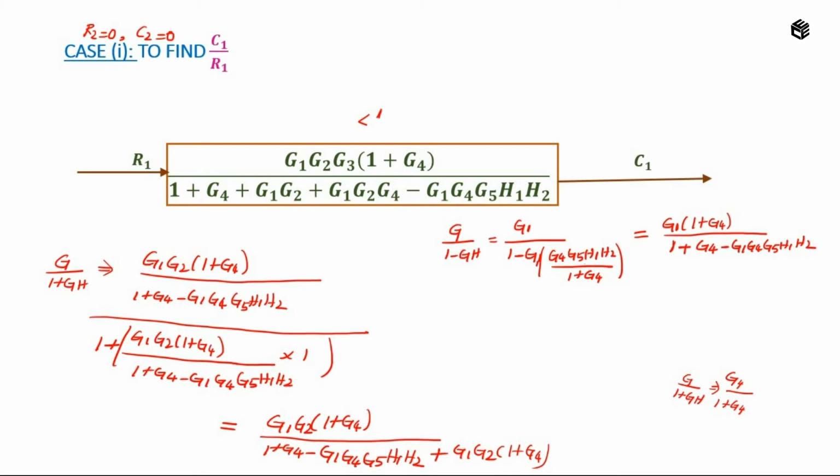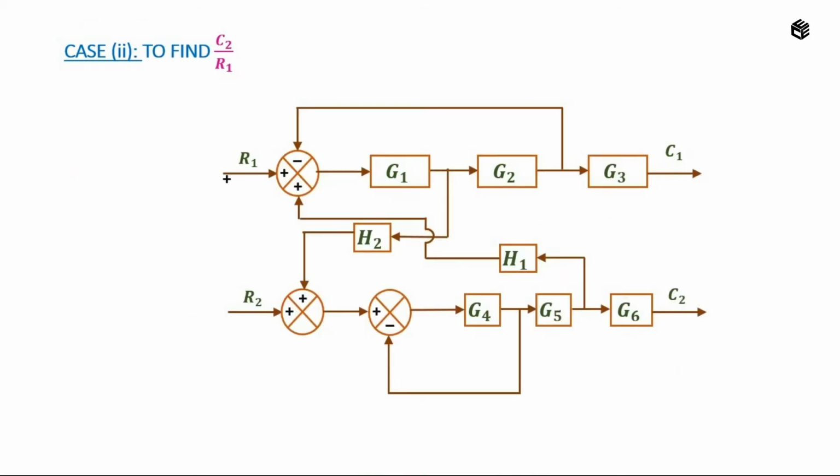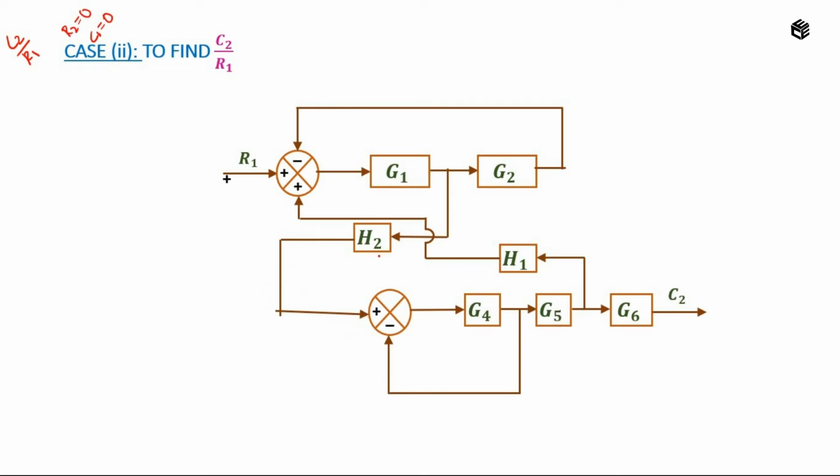I found out what is C1 by R1. Second case, I need to find what is C2 by R1. So in order to find C2 by R1, I have to assume R2 value was 0 and C1 value was 0. So on applying C1 as 0, what happens? This G3 cancels. G3 also becomes 0. On applying R2 as 0, the summer will be removed. So I am going to remove C1 and R2. What is the answer I will get? I will get like this.